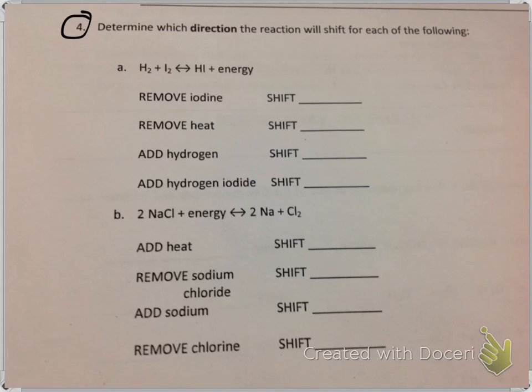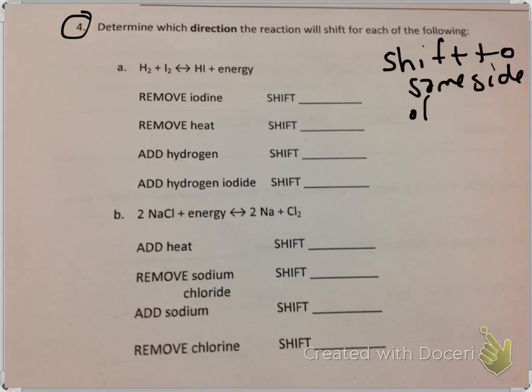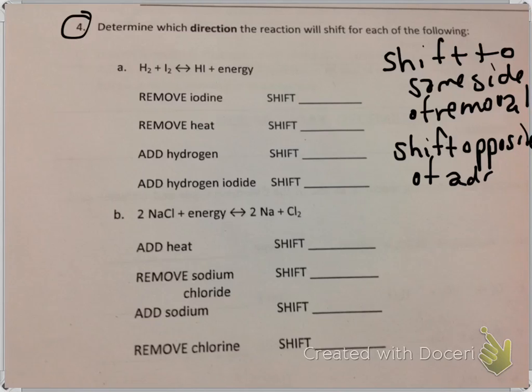So, number 4, we're looking at shifting of reaction. As kind of a quick cheat sheet, reactions will shift to the same side of a removal. So if you remove something on the left, it'll shift left. If you remove something on the right, it'll shift right. Or it'll shift to the opposite side of an addition. So if you add something on the left, it'll shift right. If you add something on the right, it'll shift left.